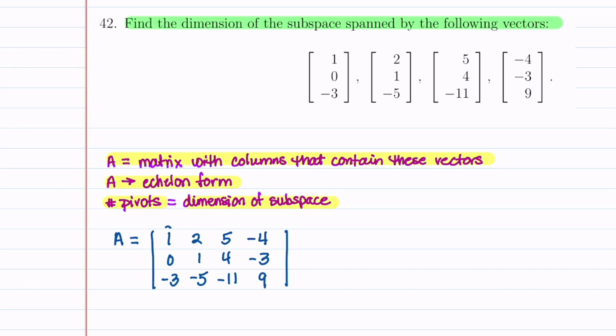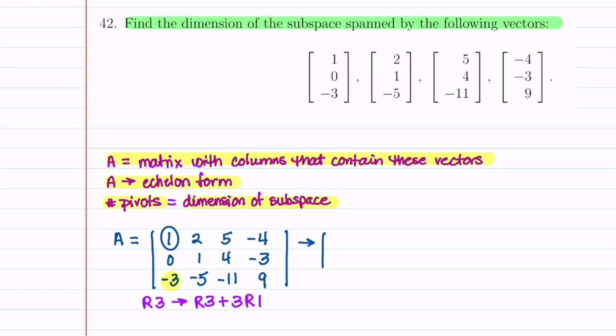I'm going to go ahead and circle our first pivot. And what we're going to have to do is get a 0 below that pivot. So we're going to use a row operation, a row replacement. I'm going to take row 3 and replace it with row 3 plus 3 times row 1.